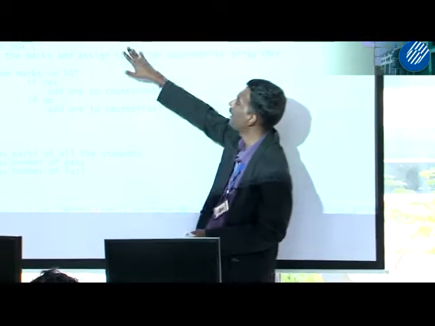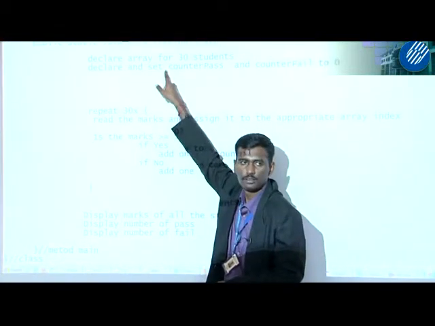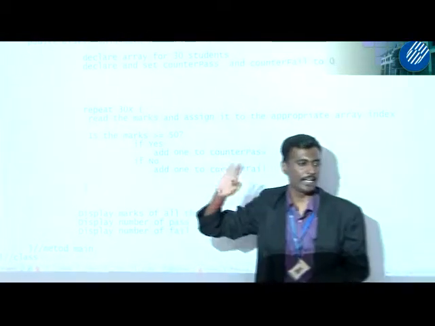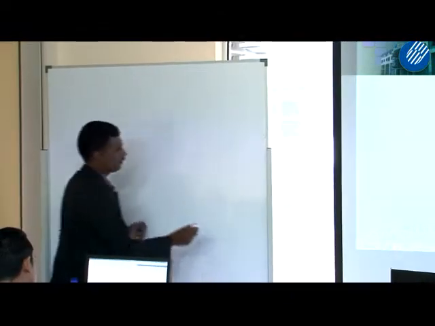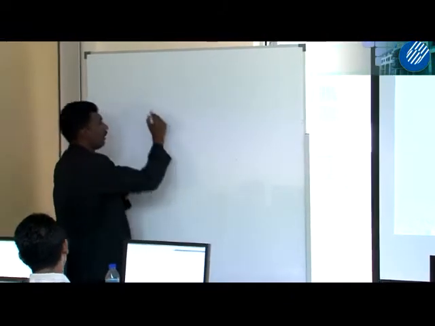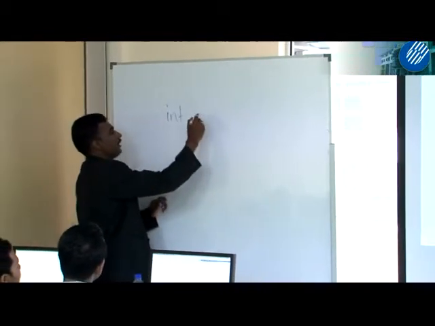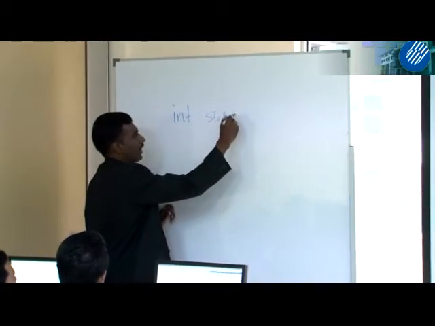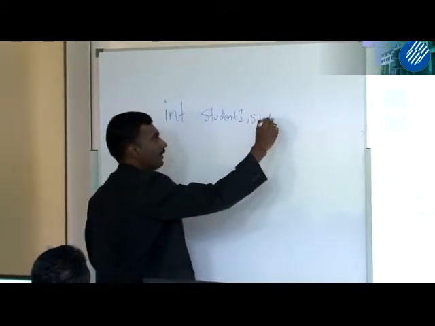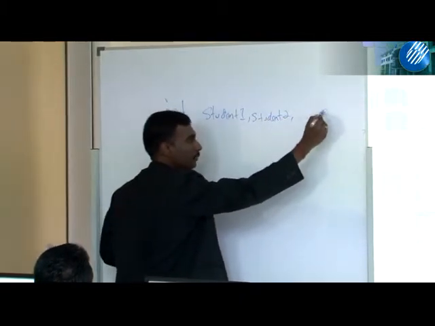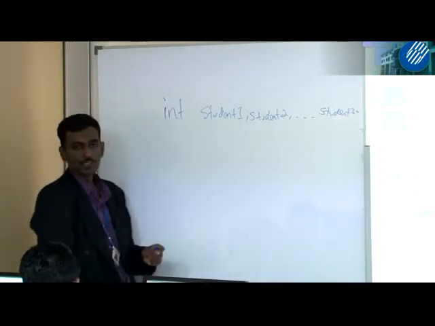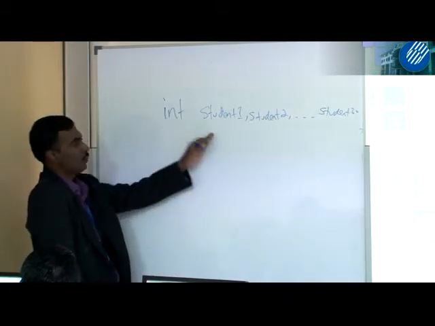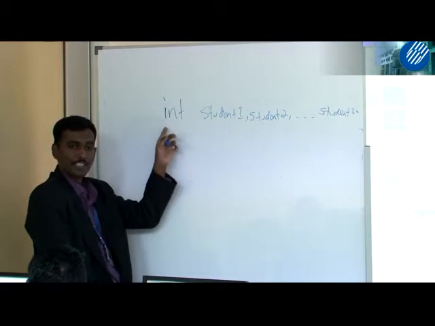Why do I use array? 30 students. If 30 students, I can declare 30 variables, right? Because we have 30 students, I can declare int student1, student2, until student30. But is it practical? It's not practical. But if you have 2 or 3 students, you can do this: int student1 and student2. We assume the marks is integer.